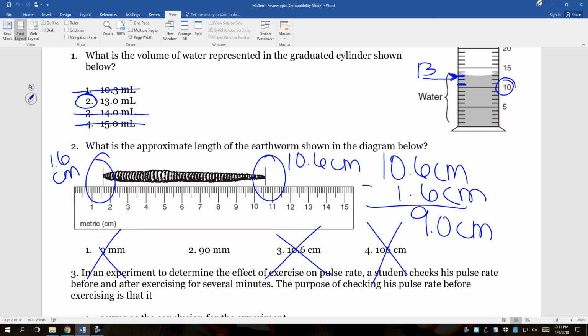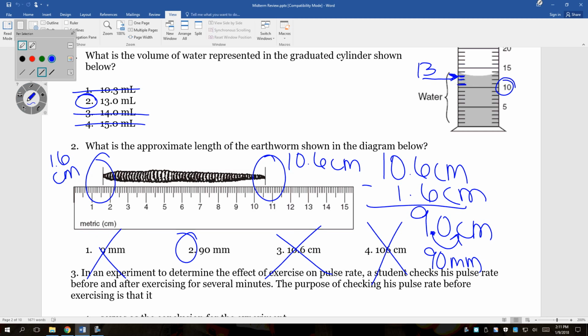Now it says 90 millimeters. You may or may not remember from the beginning of the year, but when we're going from centimeters to millimeters, what we want to do is take that decimal place and move it over 1 to the right. That gives me 90 millimeters. Remember, moving that decimal place over 1 to the right is the same exact thing as multiplying it by 10.